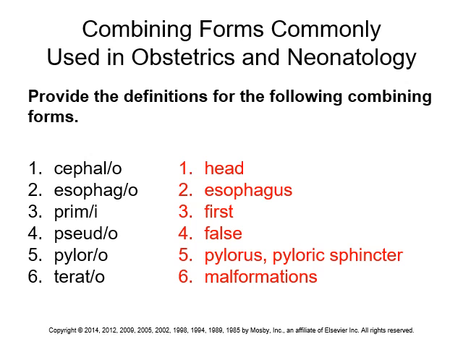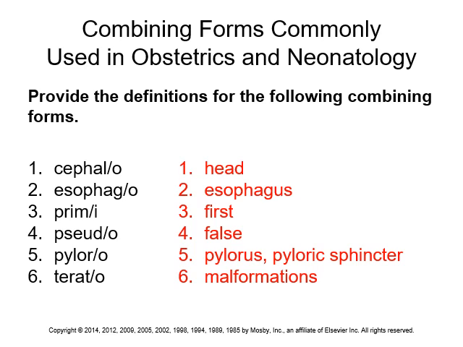We know what cephalo is, which is head. Esophago is the esophagus. This is a new one, primi, which is first. And notice that the original combining vowel for this is I. Pseudo is false. We've learned this one before. Pyloro is pylorus or pyloric sphincter, and this has to do with the stomach.